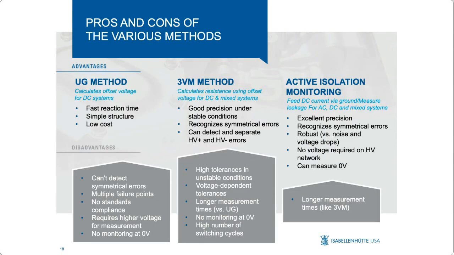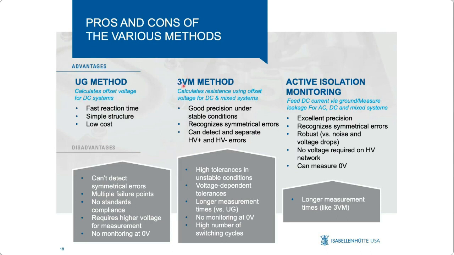Finally, let's summarize the pros and cons of the 3 isolation measurement methods that we looked at. First, the UG method. The UG method has a fast reaction time and a very simple structure, so it's very simple to design, and it has comparably low cost to implement. However, with the UG method, you can't detect symmetrical errors, and monitoring of a non-energized bus is not possible.